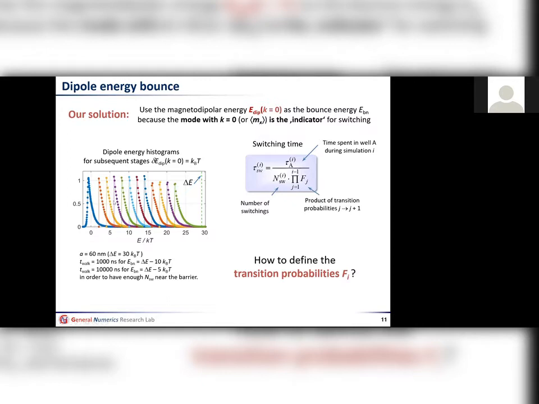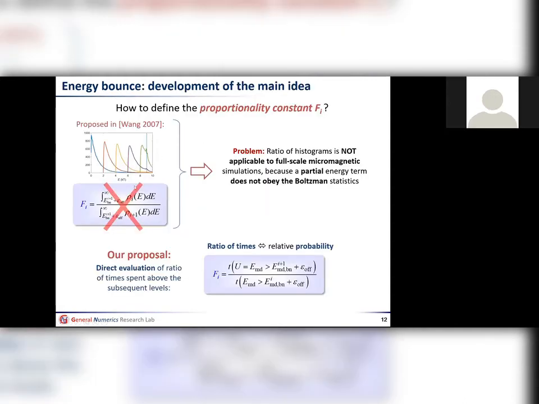Everything is okay with the switching. It is well, reasonably small. And the only problem which remains is how to define these probabilities. Initially, the idea of Wong was that you can just compute the ratio of these integrals, as I said, but this is no more true for full-scale micromagnetics, because now this is the partial energy, only dipolar energy for k equals 0, so it does not abide the Boltzmann statistics.